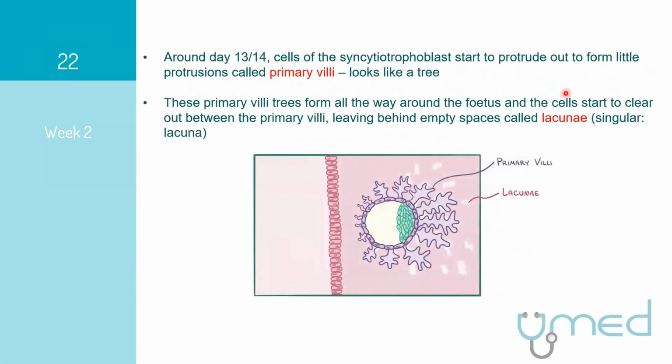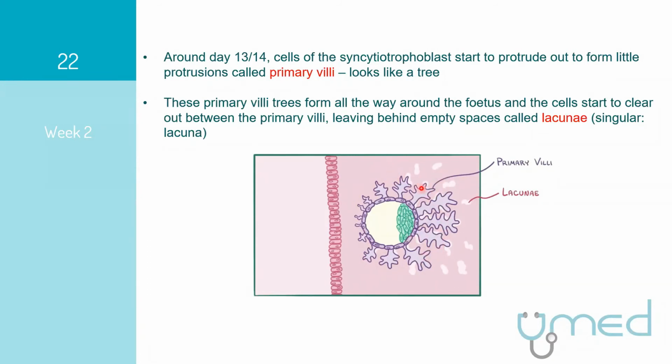Now, around days 13 or 14, some sources say 13, others say 14, so I just put the two of them. It really doesn't matter at this point. What happens is that the cells of the syncytial trophoblast start to protrude out, and they form these little protrusions which we call primary villi. So all these here, boom, boom, boom, surrounding it, are primary villi. As you can see, it just kind of looks like a tree, right?